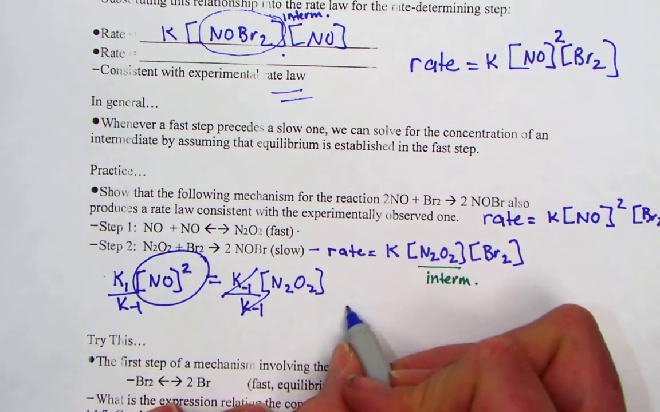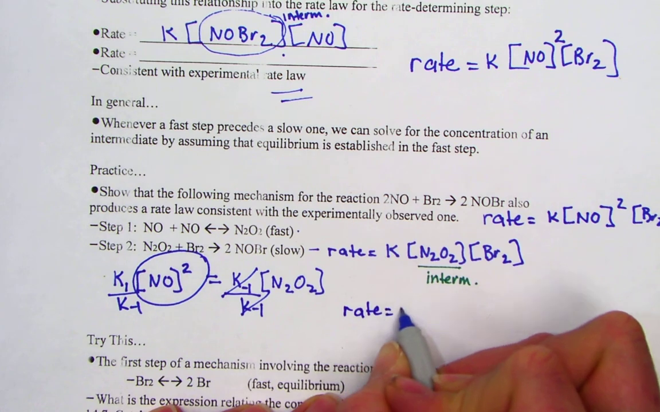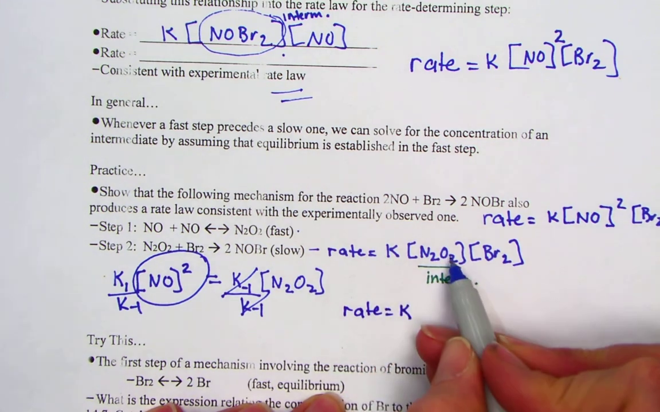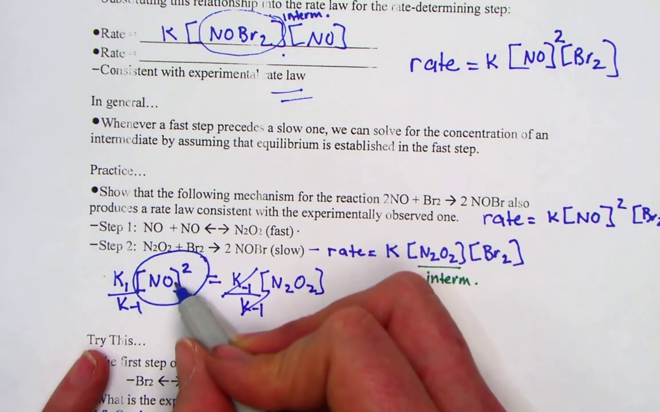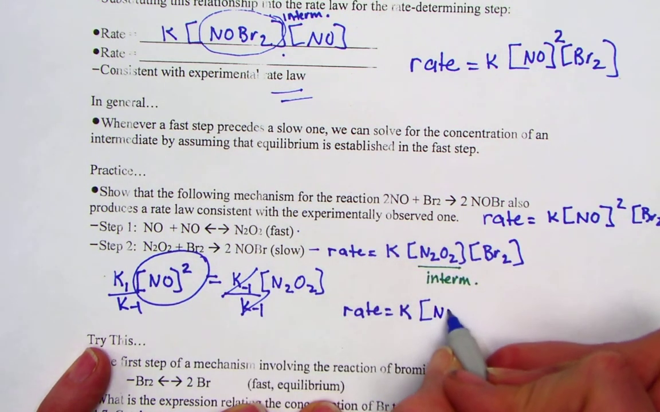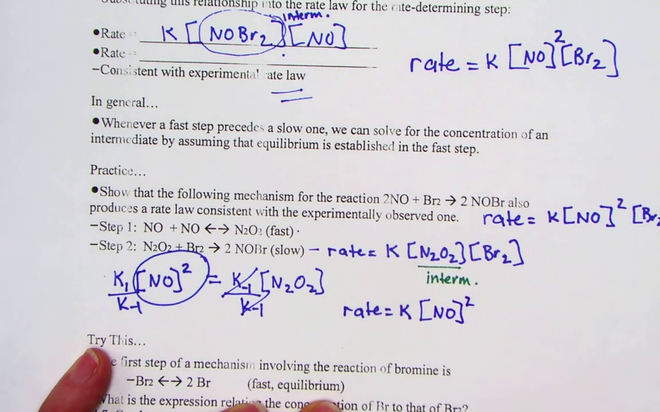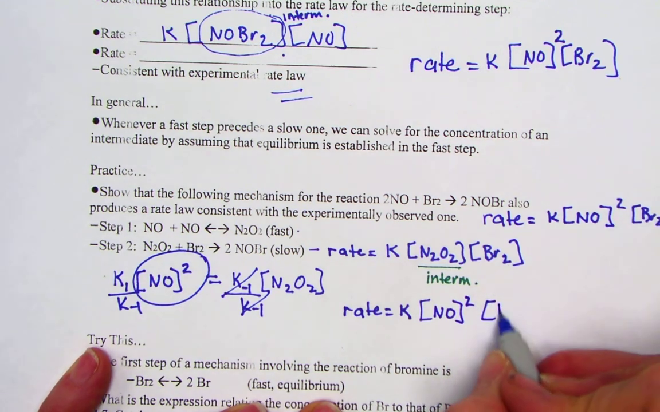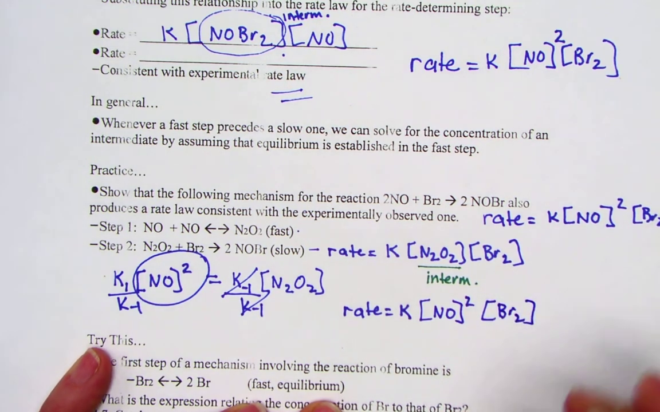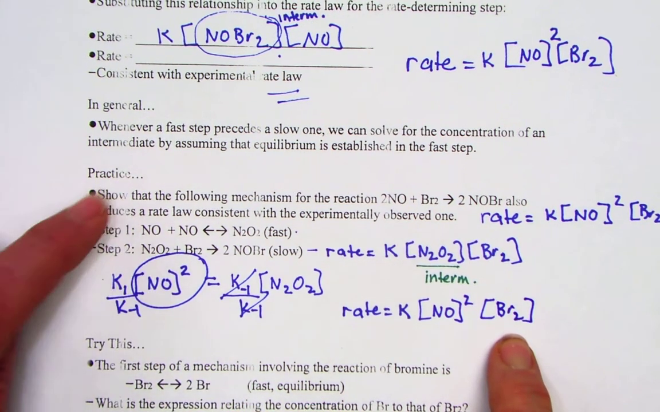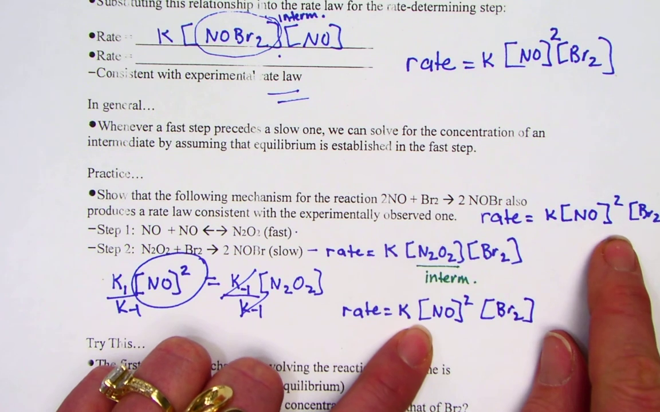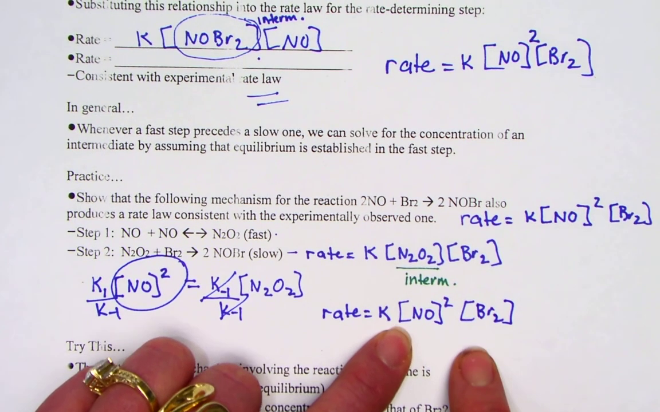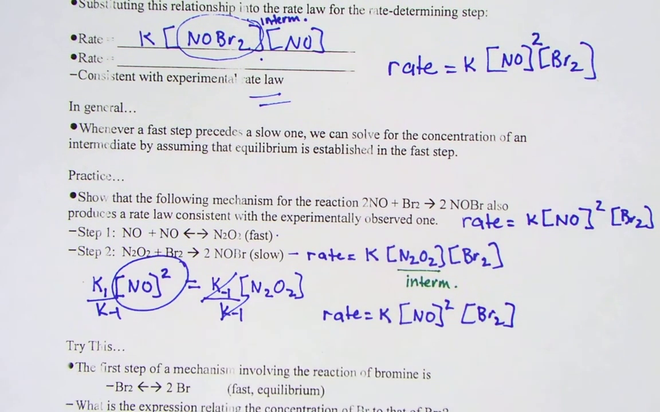So let's just rewrite what we figured out. Rate is equal to K, and now instead of writing N2O2, let's sub in the equivalent amount of the initial reactants, NO to the second order, and we still have that Br2 from the slow step, which is all right to have there because it is in the observed rate law. Notice that this pathway also matches the observed rate law. Friends, we decided it wouldn't matter. We've got the same place.